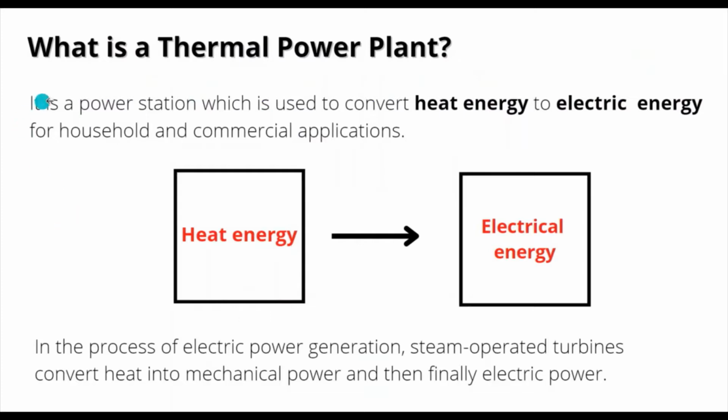So, firstly, what is a thermal power plant? A thermal power plant is a power station which is used to convert heat energy to electrical energy for household and commercial applications. In the process of electric power generation, the steam operated turbines convert heat into mechanical power and then finally into electrical power.